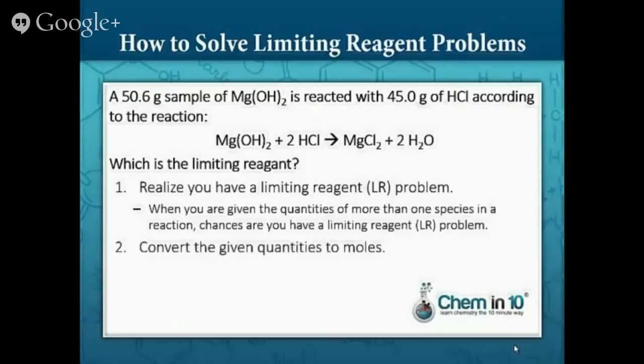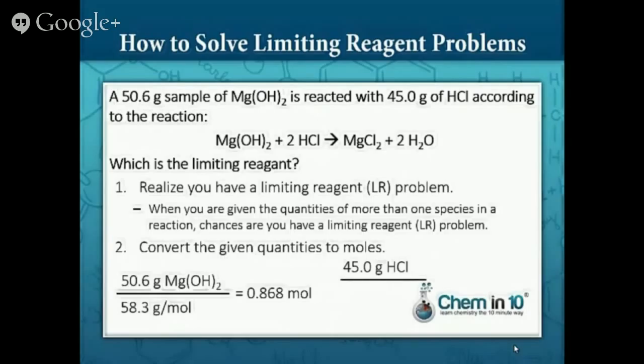Then we need to convert the given quantities to moles. We have 50.6 grams of magnesium hydroxide. We divide that by the molar mass of magnesium hydroxide, which is 58.3 grams per mole, and we get 0.868 moles of magnesium hydroxide. We need to do the same thing with hydrogen chloride. We have 45.0 grams of hydrogen chloride divided by its molar mass, which is 36.5 grams per mole, and we have 1.23 moles of hydrogen chloride.